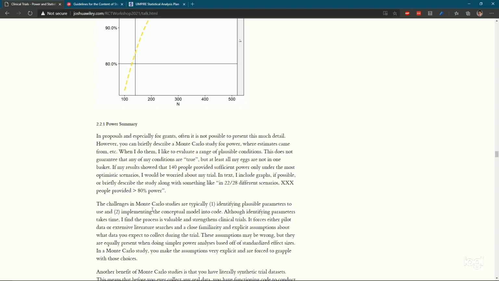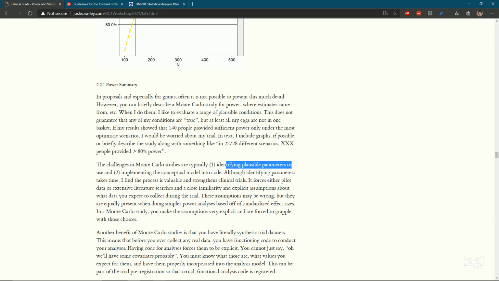The challenges of Monte Carlo studies are typically, one, identifying plausible parameter values to use. This can be quite time-consuming. You have to dig into the literature. People don't always report exactly what you need, and it really makes the case that it's sometimes very, very helpful to have pilot data. And the other part that can be challenging is implementing that conceptual model into code.